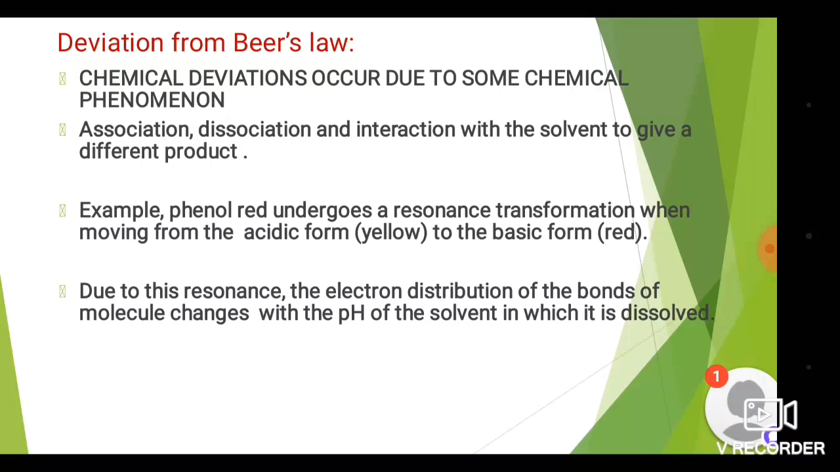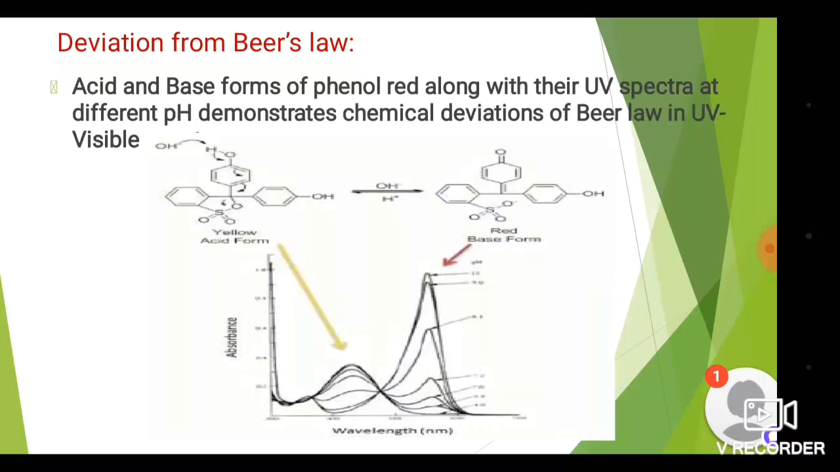So in acidic medium it shows a different color, and in basic medium it shows a different color, that is red color. This change in color in the various media depends upon the resonance, that is, the electron distribution of the bond of the molecule. So it depends upon the pH. The acid and base forms of phenol red, along with the UV spectra at different pH, demonstrate chemical deviation of B.S. law in UV visible.